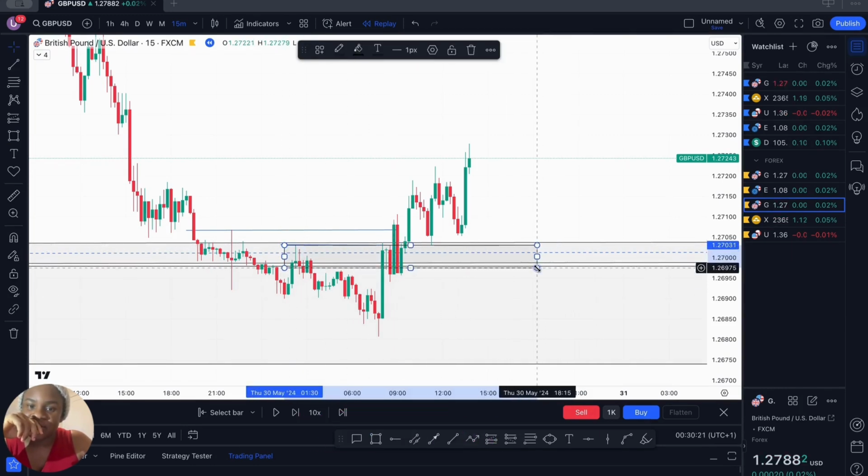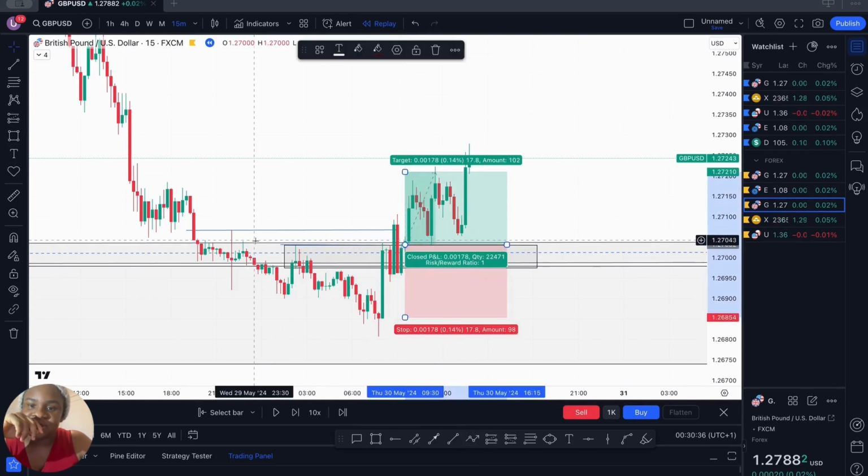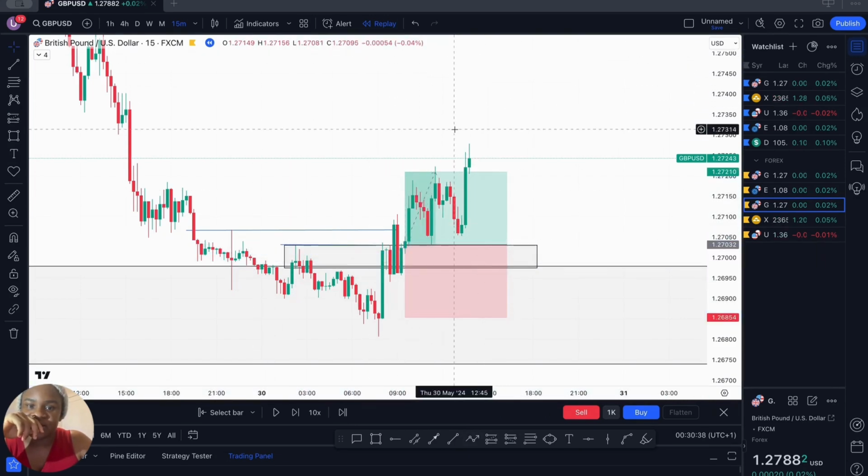My breaker block, or I can take it from what? I can take it from my mitigation block here. But you can see that the entry was from my breaker block here. And what happened? I put my entry on the breaker block. I'm going to delete this Fibonacci from here so it can be very clear for you.